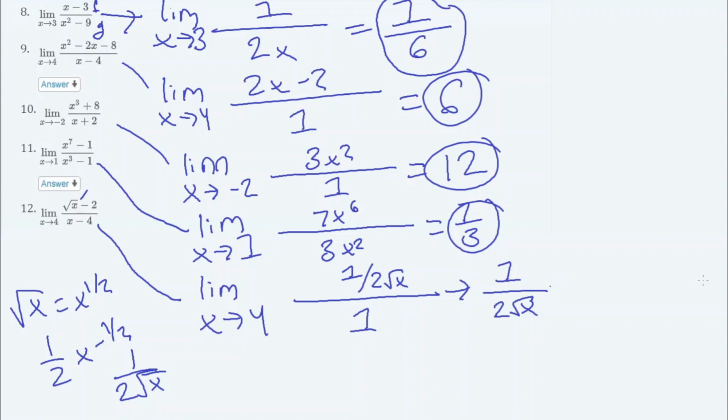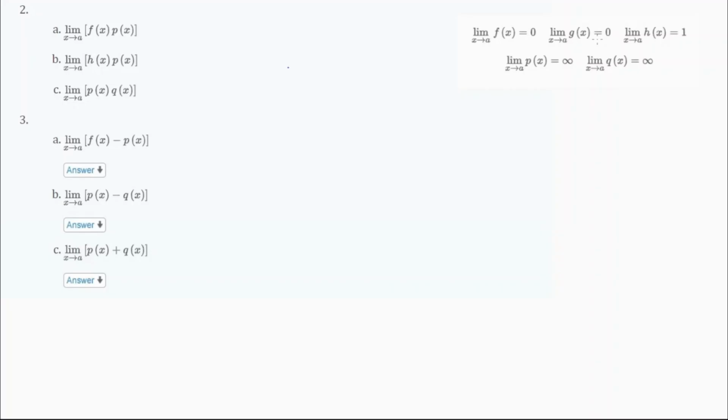And now if we plug in x for 4, we are going to have square root of 4, which is going to be 2 times 2, so it's going to be 1 over 4. And that'll be your answer. Alright, so I want you guys to try number 2 and 3. For these, you're going to base your answers off of the values given here. These are the same values we used before. So you could pause the video and try those out.